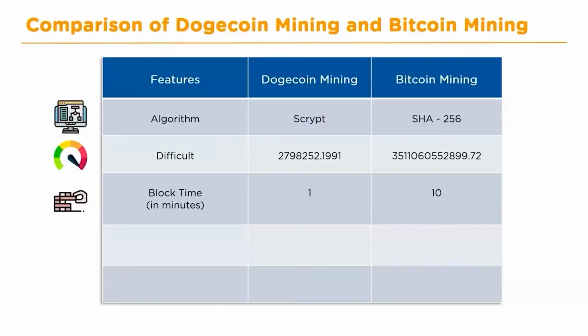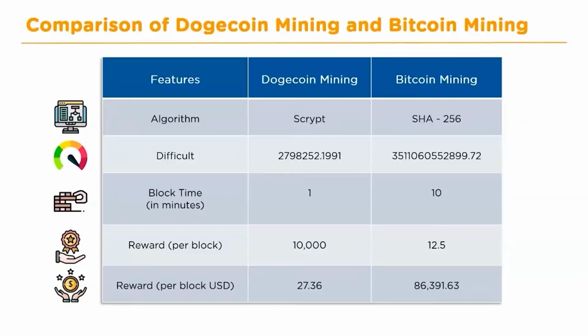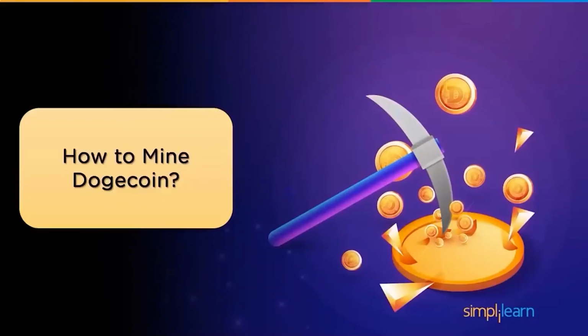And at fourth and fifth, we have reward per block and per block USD. It is the amount in USD to the miner for each block added to the network. Block reward for Dogecoin is 10,000 Dogecoins per block, which in USD is 27.36. For Bitcoin, it is 12.5 Bitcoin per block, and in USD, it is 86,391.63. Moving on, finally, we have reached the most crucial point of this video.